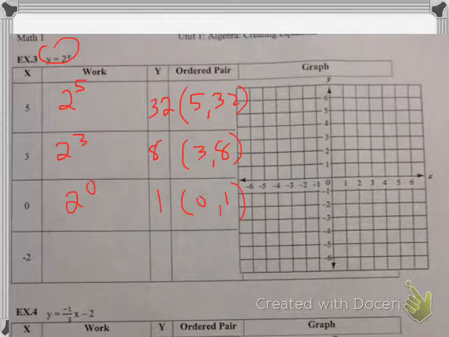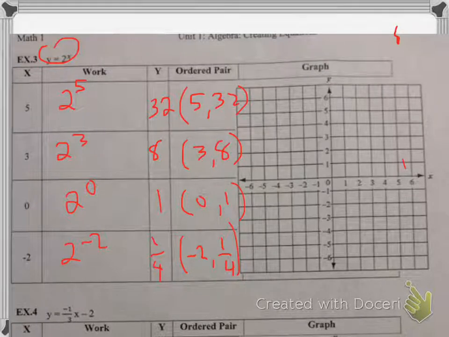And then the last one, I put negative 2 in as my power. So I'd have 2 to the negative 2 power. And when you punch that in your calculator, it's going to tell you it's 1/4. So when you put negative 2 in, you get 1/4 out. Because negative powers always move you to the bottom of a fraction. So then we just have to graph these ordered pairs. So the first one, 5, 32, it's clear off my graph up here somewhere. So we're just going to know that it's up there.